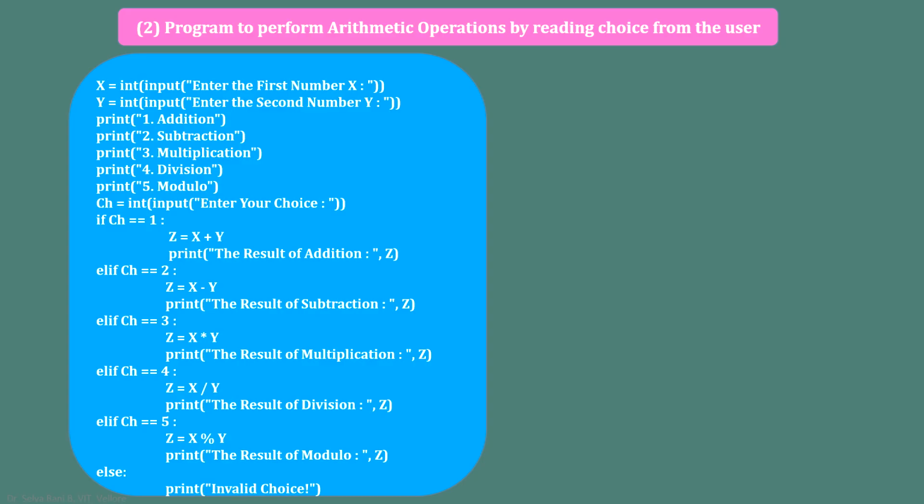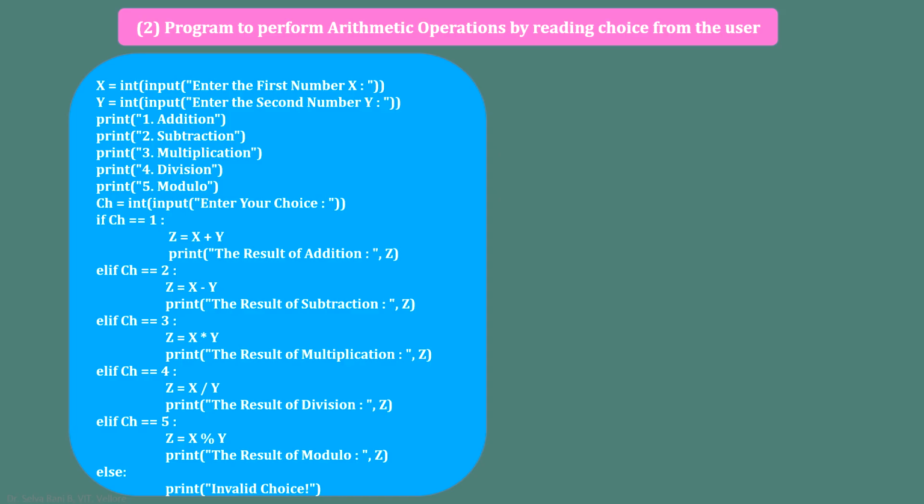So to do any kind of arithmetic operations, we are in need of the required number of integers. Let us read two values, x and y, the first number and the second number. Let's display the menu on the screen so that the user may choose which operation he or she wishes to perform, either addition or subtraction, multiplication, division or modulo. After displaying the choice on that screen, let us read the choice from the user by using the input method. Enter your choice. So let the choice be stored in a variable ch.